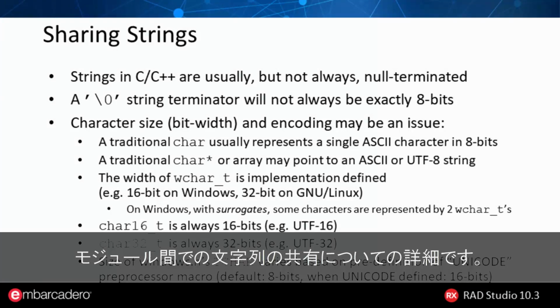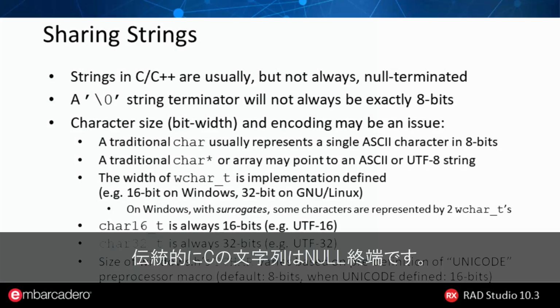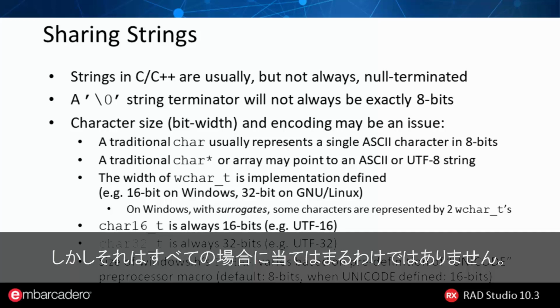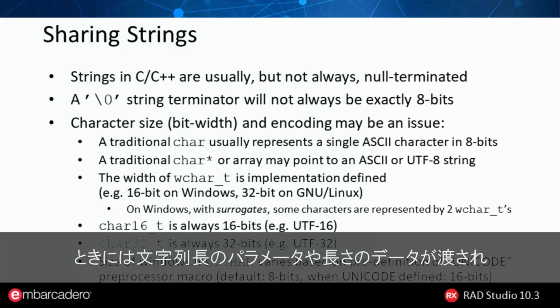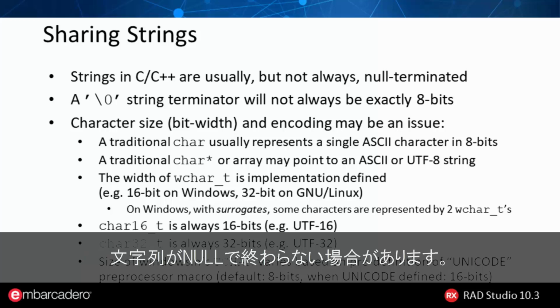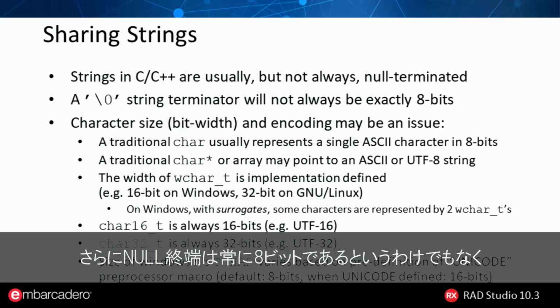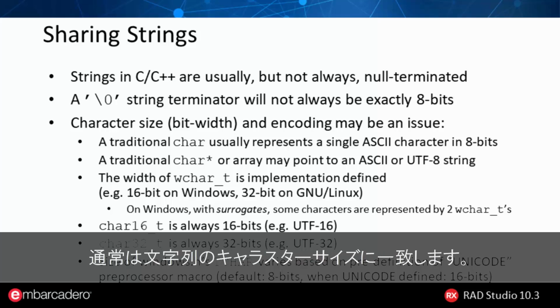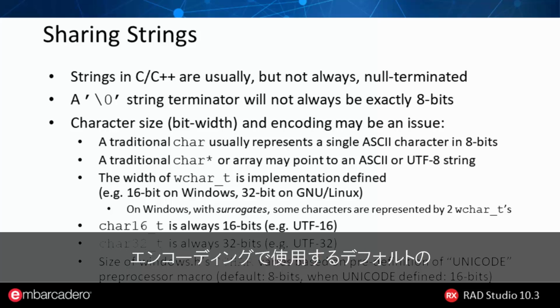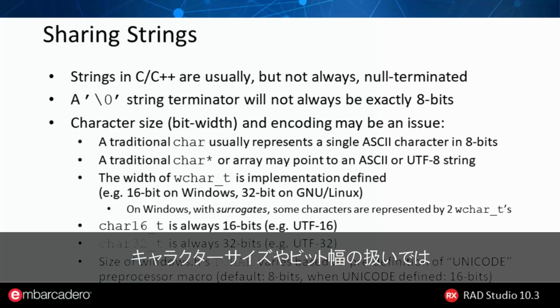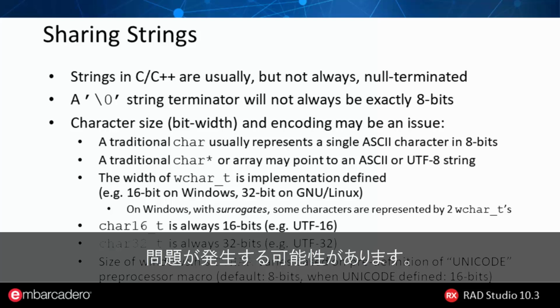Some details about sharing strings between modules. Traditionally, C strings are null terminated. However, that may not always be the case. Sometimes a length parameter or length data is also passed around, and the string may not be null terminated. Additionally, the size of that null terminator may not always be exactly 8 bits, but typically is the size of the characters used in the string. The character size, or the bit width, of the encoding used by default may be an issue to deal with.